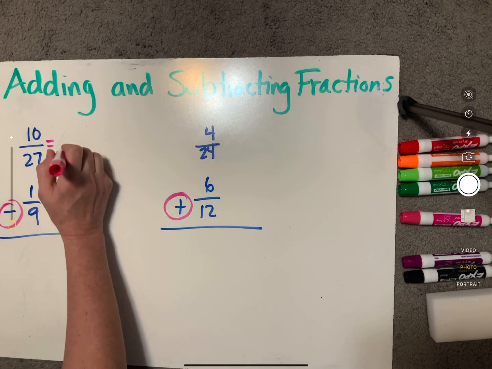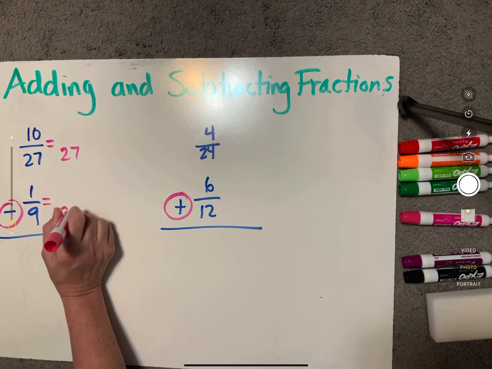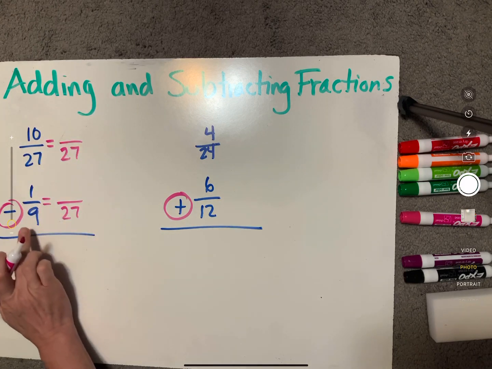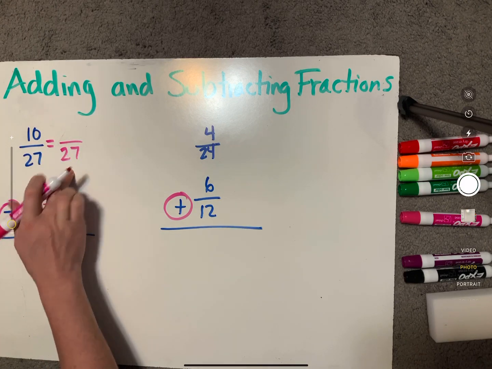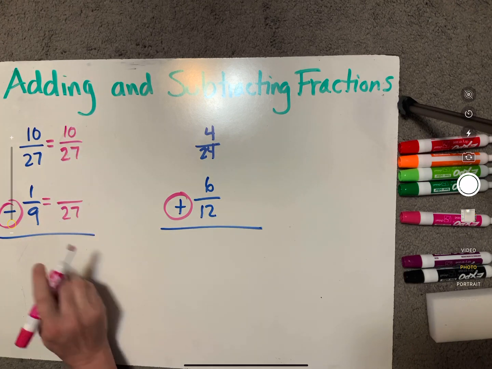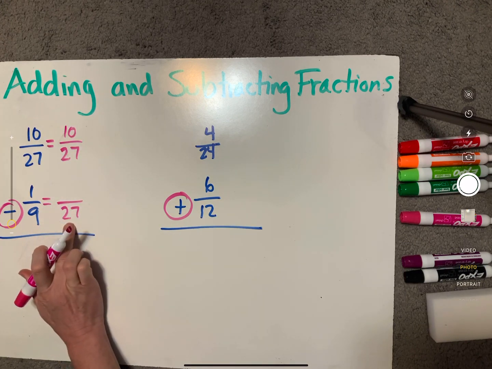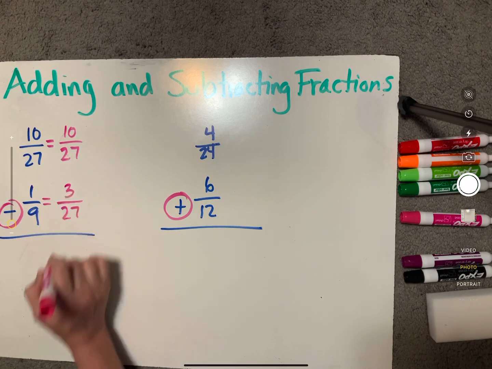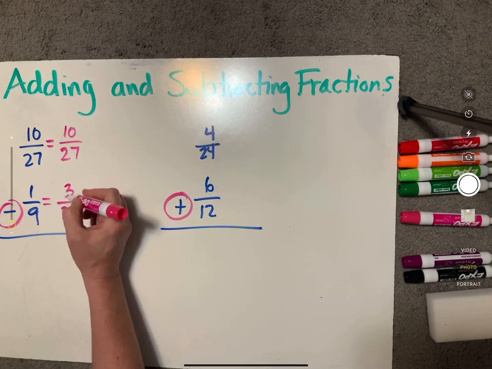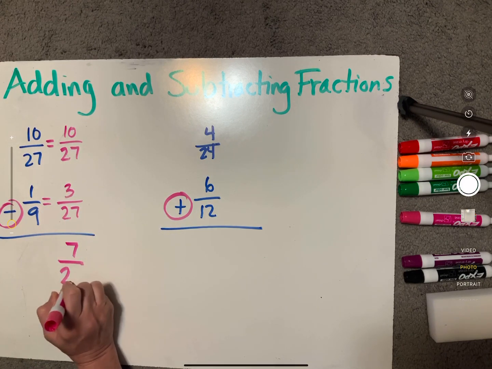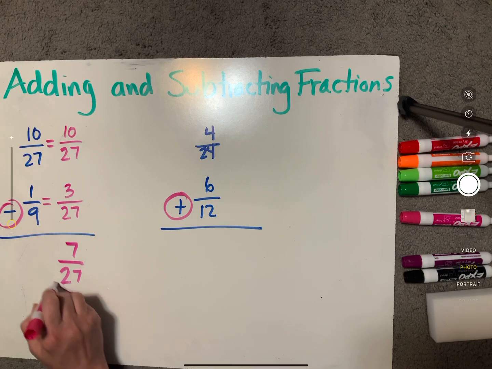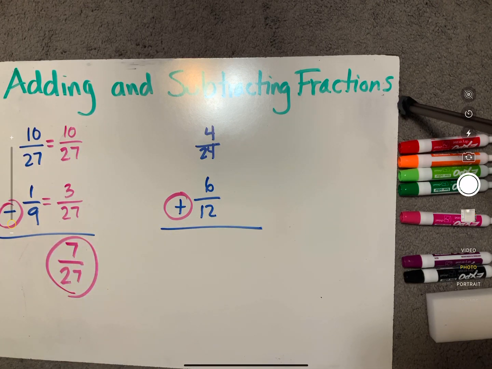So 27 would be the denominator I would choose for this one. 27 times 1 is 27, so 10 times 1 is 10. 9 times 3 is 27. 1 times 3 is 3. So 10 minus 3 is 7 27ths, and I can't reduce that anymore, so I'm going to make sure I circle my answer. All right, next one.